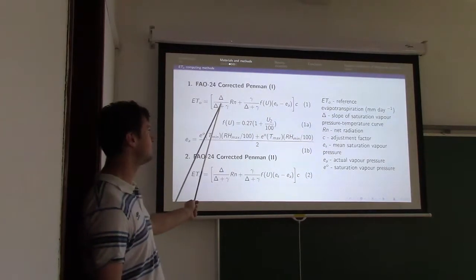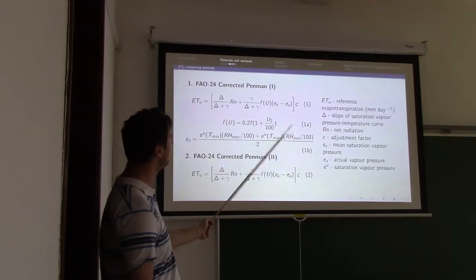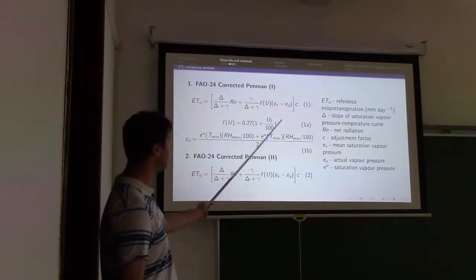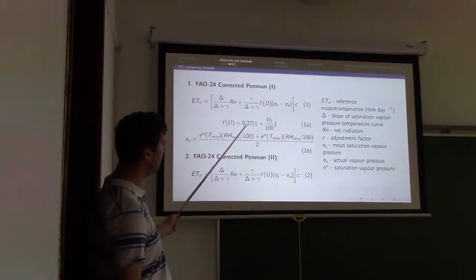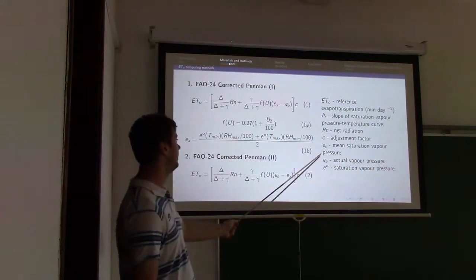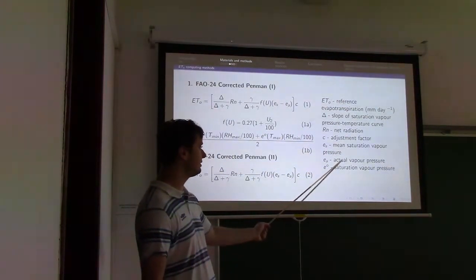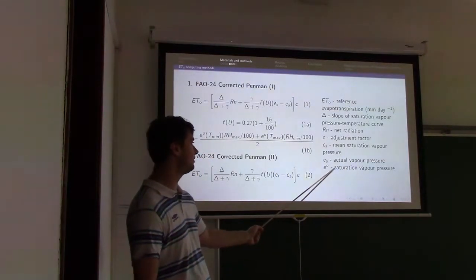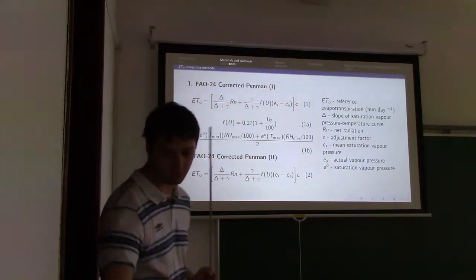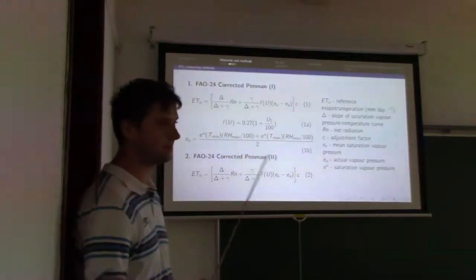Delta is the slope of the saturation vapor pressure temperature curve. Rn is net radiation. I said that C is an adjustment factor. And Fu is a wind function, which has wind at 2 meters above the ground. As is mean saturation vapor pressure. Ea is actual vapor pressure, and E0 is saturation vapor pressure. So these are the first two equations. Then, what is gamma? Gamma is a psychrometric constant. Okay, so this is a constant.